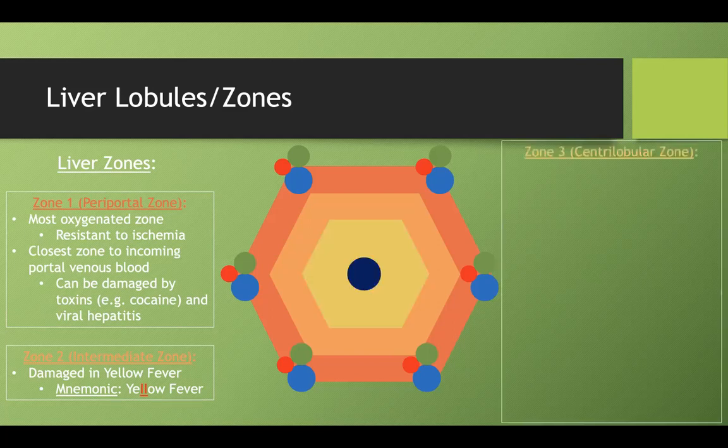Zone 3 is much more high yield than Zone 2, and so we'll go over what Zone 3 is all about, the Centrilobular zone, highlighted in yellow here. So this is the least oxygenated zone, which should make some sense because the hepatic artery has a lot of oxygen here, but as oxygen gets utilized by cells, there's going to be less available in this region. And so this is the most susceptible to ischemia.